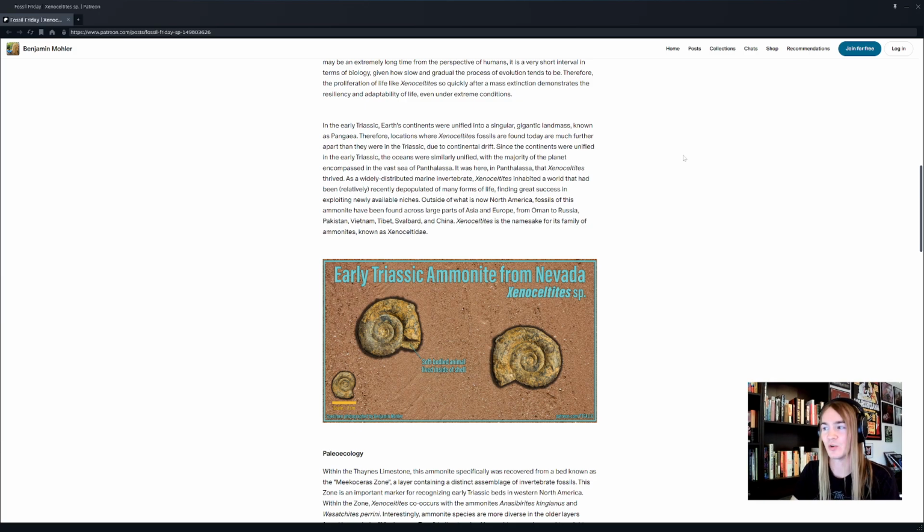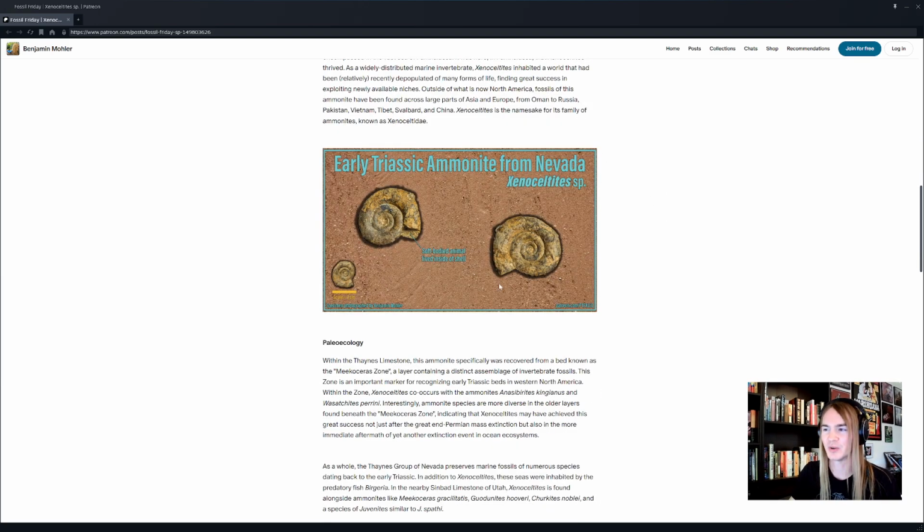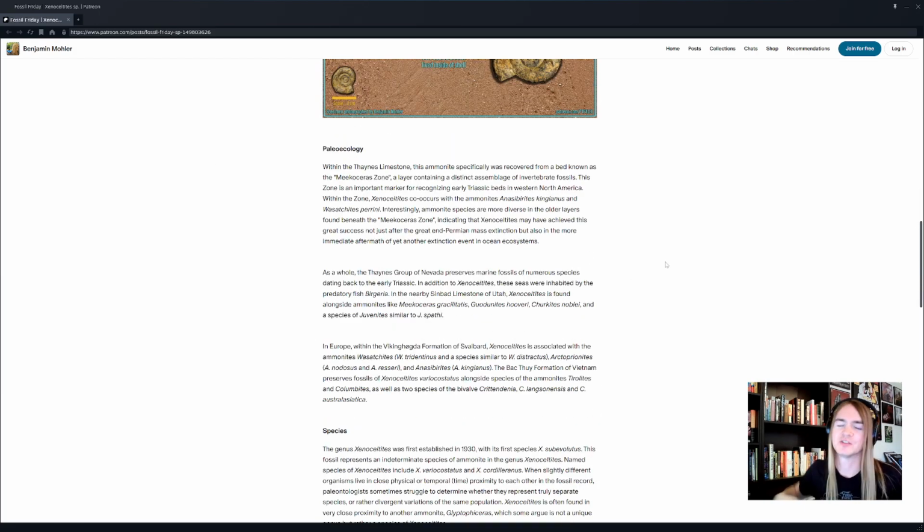Outside of what is now North America, fossils of this ammonite have been found across large portions of Asia and Europe, from Oman to Russia, Pakistan, Vietnam, Tibet, Svalbard, and China. Xenoceltites is the namesake for its family of ammonites, known as Xenoceltidae. And here we have our annotated image of these fossils. Let's learn about their paleoecology.